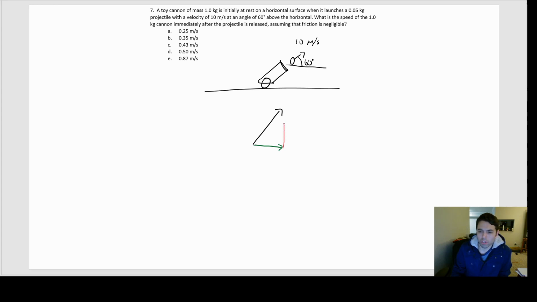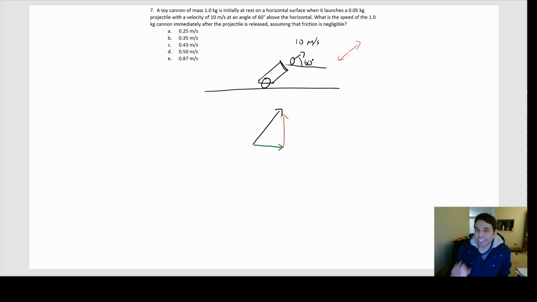Christmas colors. Right? Now, when this thing fires, if the ball goes up and to the right, that means it's going to push the cannon down to the left, right? Here's the thing, guys. Can the cannon go down into the ground? Maybe if it's in quicksand or in water, but it's not. It's on a horizontal surface. It cannot go into the ground.